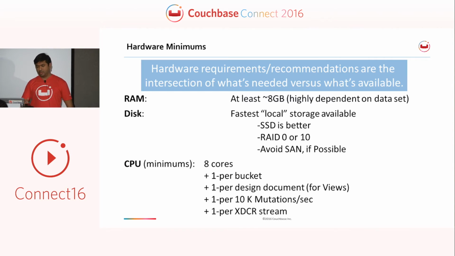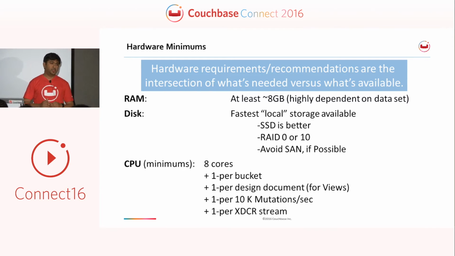If I had to throw out a hardware minimum, so it's easy to remember, it's going to be 8 gig RAM and 8-core CPU. And when I say 8-core CPU, you could understand that you need 1 core per bucket, 1 core per view documents if you're using views, 1 core per XDCR, and 1 core for every 10K mutations. When I say 10K mutations, it could be reads, inserts, and deletes.